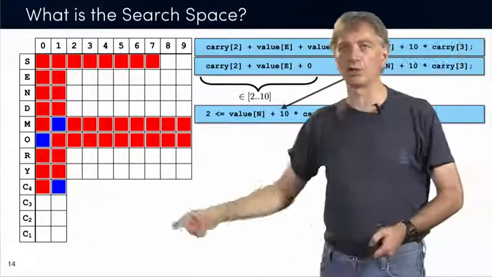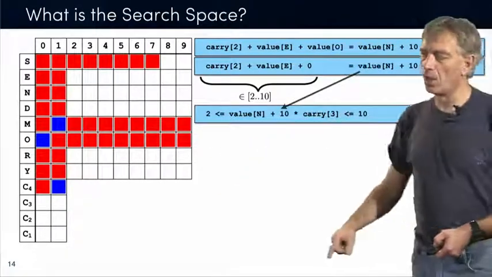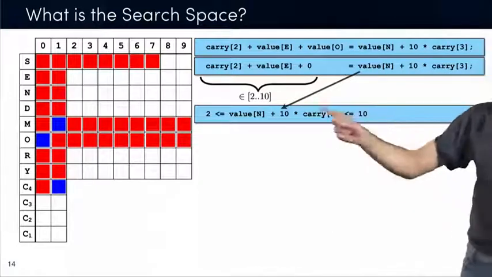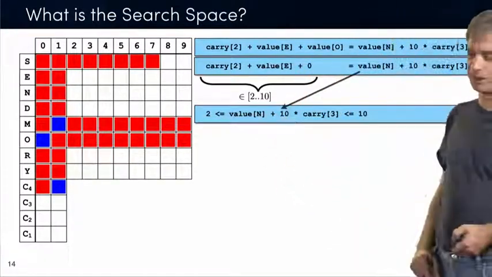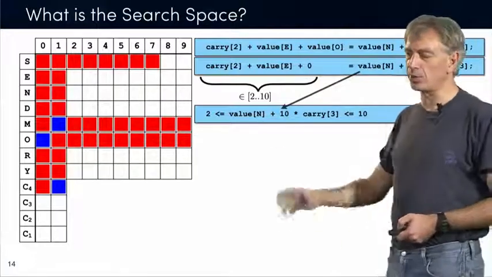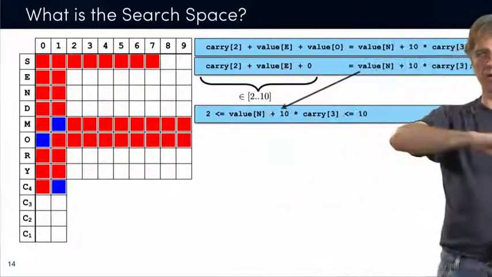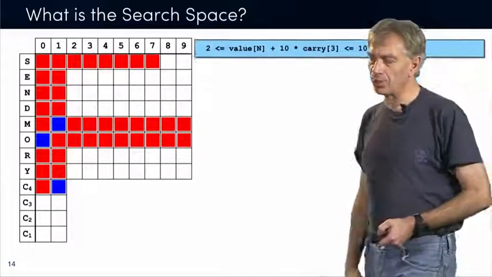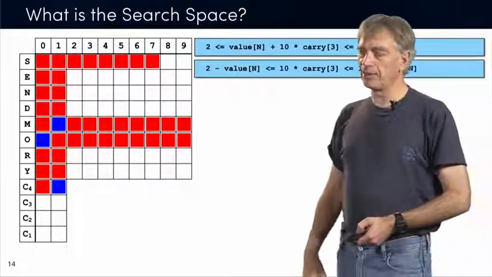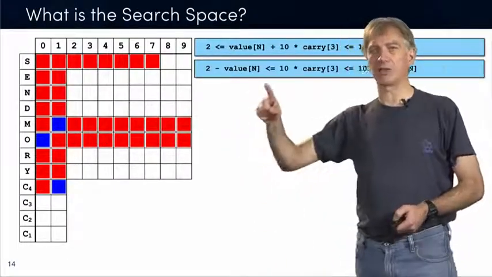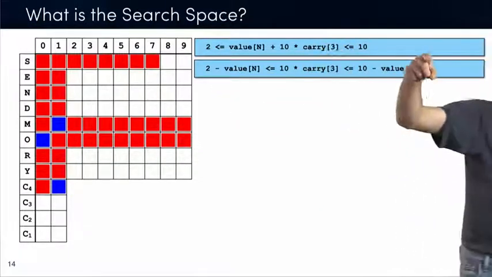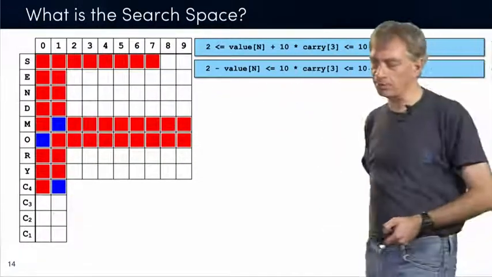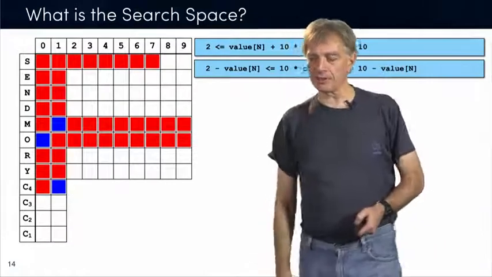That's what we are looking at. Now we know the value of n, plus 10 times the carry 3 has to be between 2 and 10. Let's assume that we are interested in carry 3. If we are interested in carry 3, we have to take this value of n and move it to the left and the right. That's what we do, and this is what we get. We get 10 times carry 3 there, and then you have the value on the left and the value on the right for the lower and upper bound.